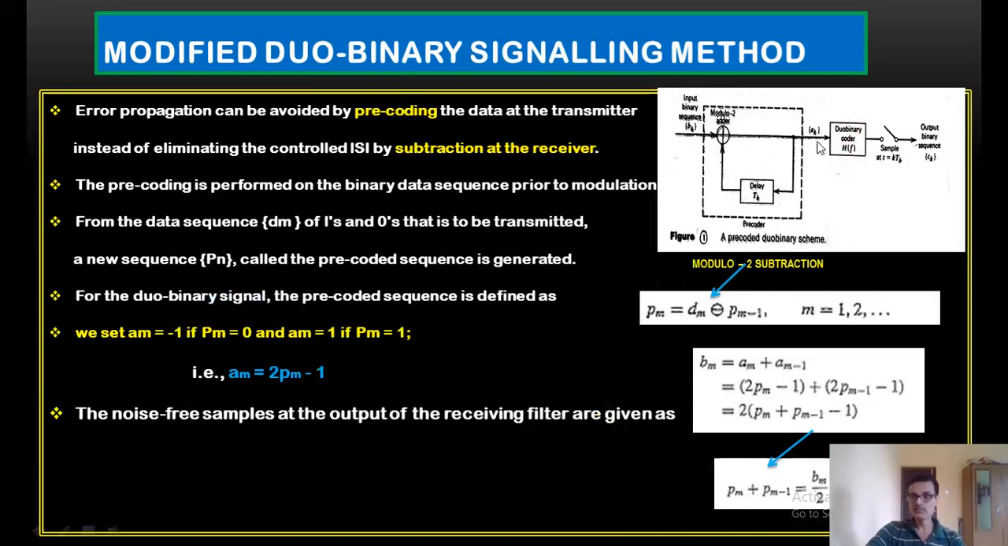And this is preceded by something called a precoder. A pre-coded DuoBinary scheme. A modified DuoBinary signaling method is nothing but the pre-coded DuoBinary scheme.